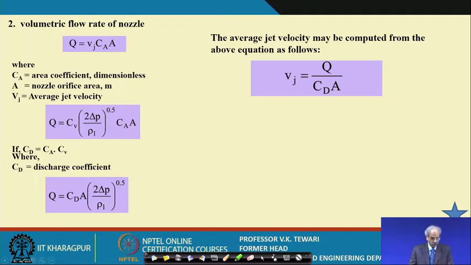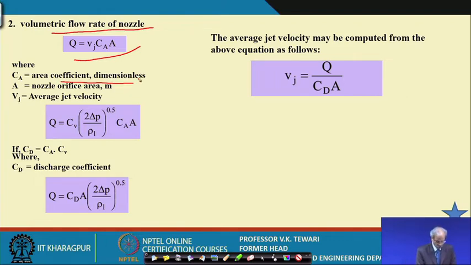So, what are the different things that we have learned, particularly with regard to the flow rates, with regard to the nozzles, and with regard to the discharge of these nozzles? See, the volume flow rate of these nozzles is given by this, where Vj is our jet velocity, A is the nozzle area and Ca is the area coefficient here.